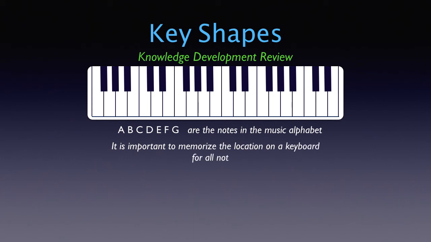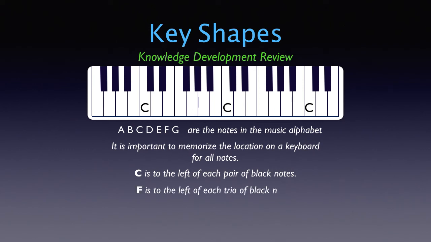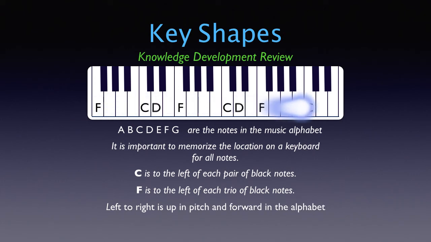It's important to memorize the note locations on the keyboard for all notes. Reminder here, C is to the left of the group of 2. F is to the left of each trio of black notes. Left to right is up in pitch and forwards in the alphabet.